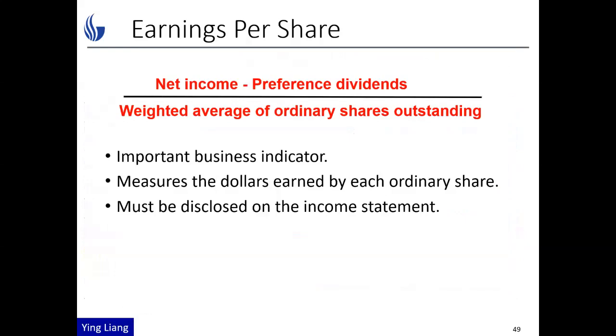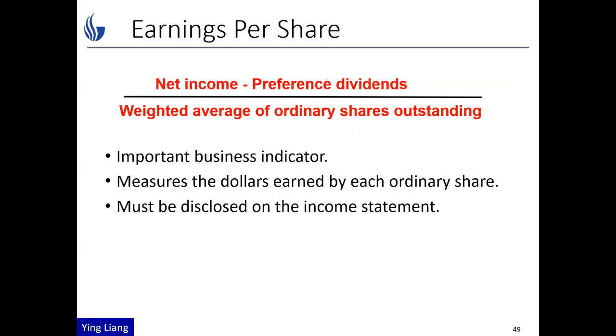Now, earnings per share is defined as the following. In the numerator, it is the earnings, but it is not just net income. It is net income minus what we call preference dividends. This part belongs to the preferred shareholders, not the common shareholders. We have to subtract it because we are calculating earnings per share for the common shareholders. The net is then divided by a weighted average of ordinary shares outstanding.